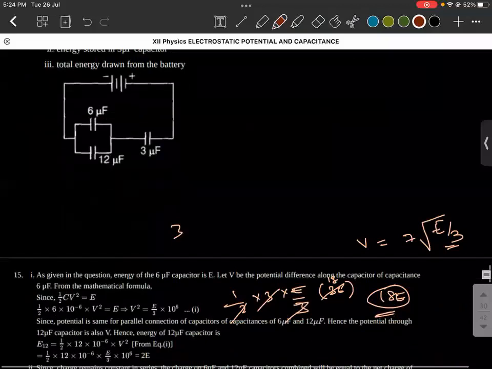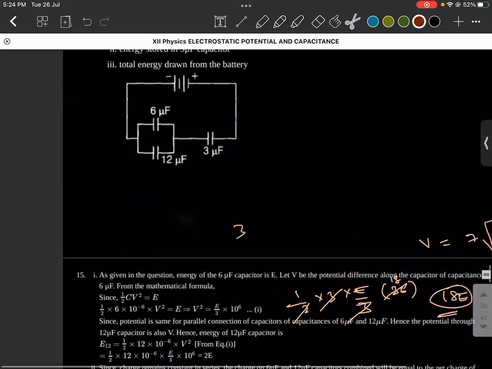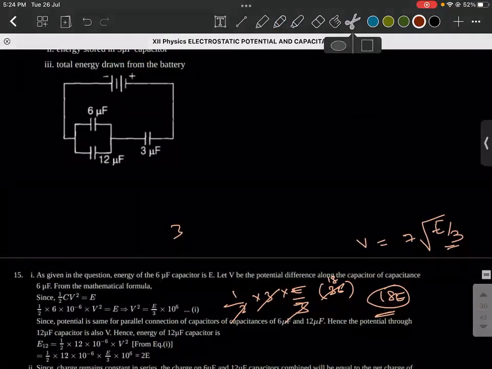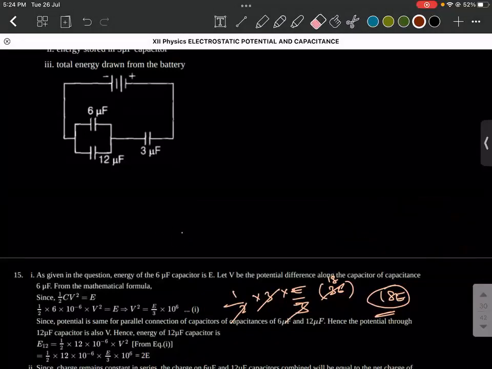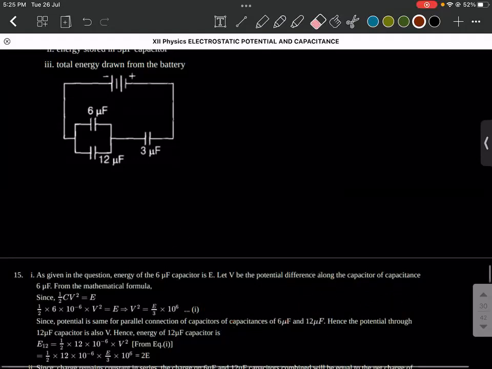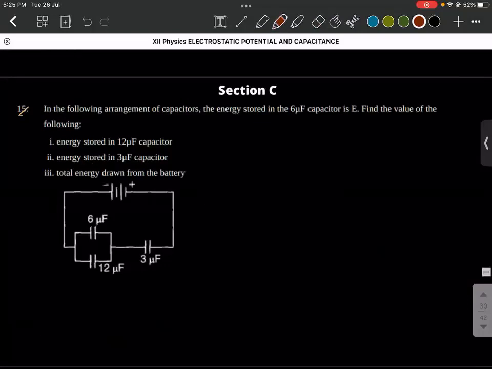So how many of you did this problem? Got the answer? So how to solve this? It needs slightly higher order thinking. In the following arrangement of capacitors, the energy stored in the 6 microfarad capacitor is E. Find the energy stored in the 12 microfarad capacitor. They want the answer in terms of E itself. How do we do that?